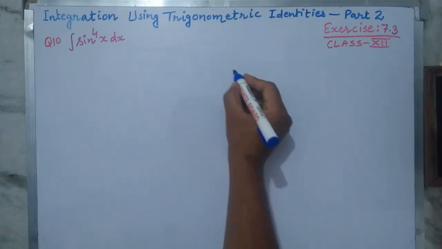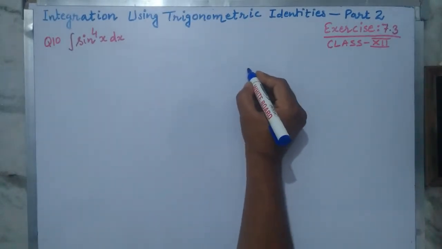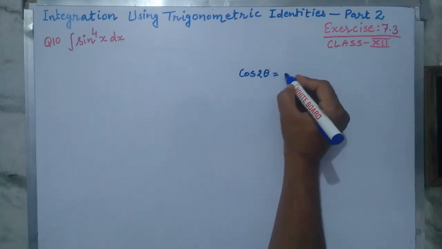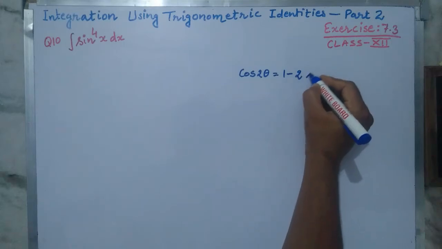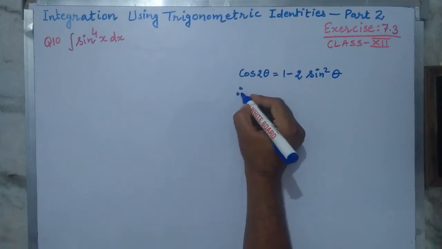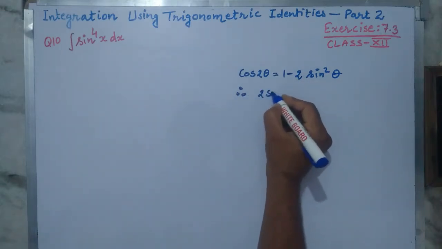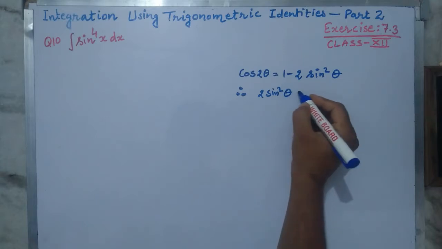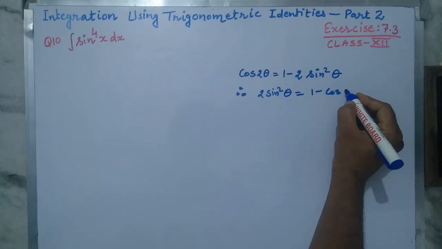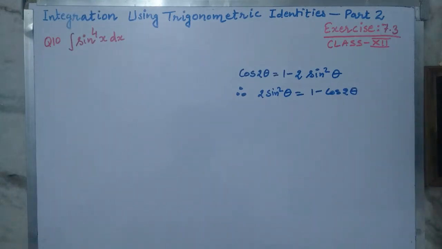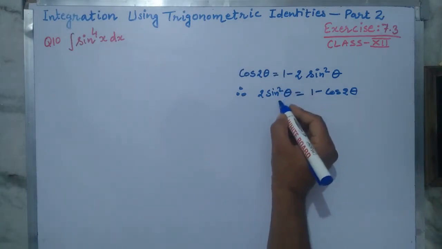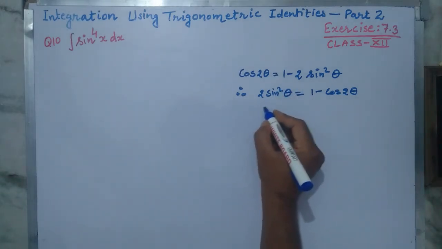So first of all, which identity is to be followed here? We know that cos 2 theta is equal to 1 minus 2 sine square theta. So 2 sine square theta is equal to 1 minus cos 2 theta. So accordingly, we need to square both sides.